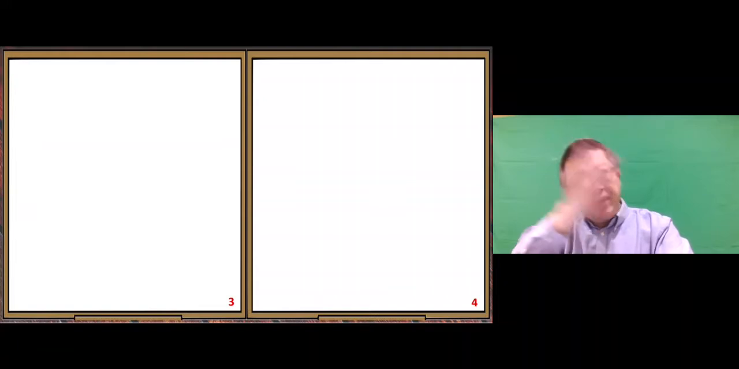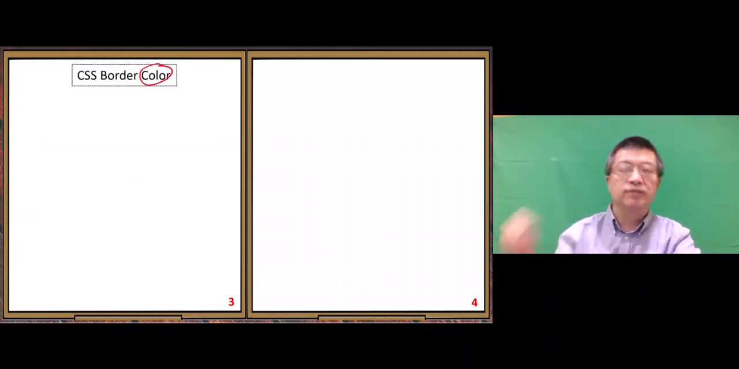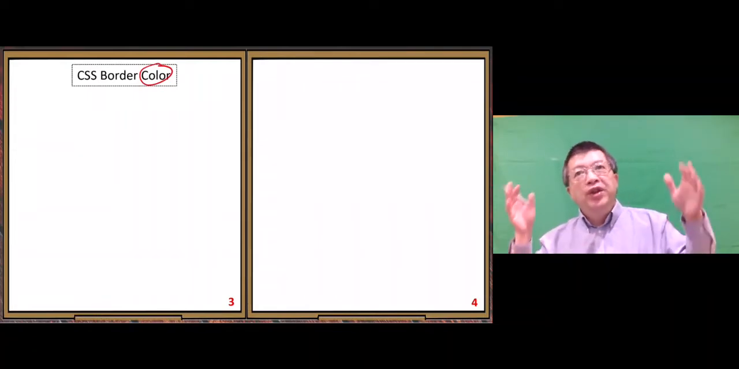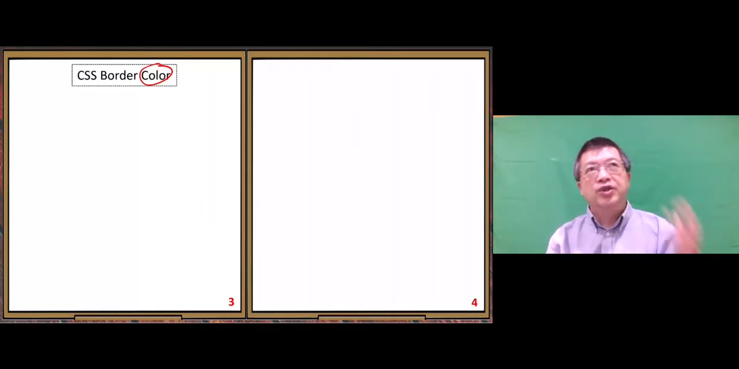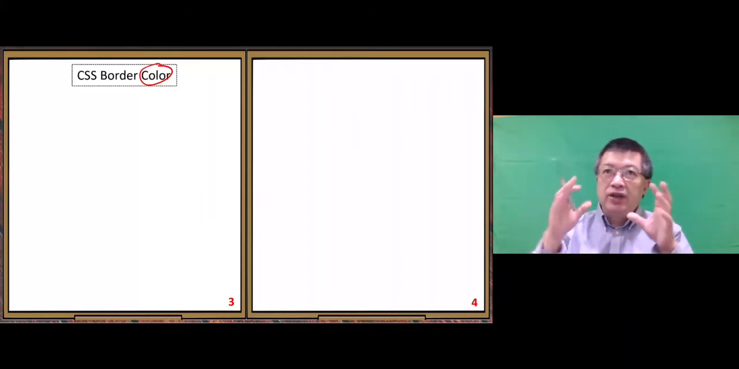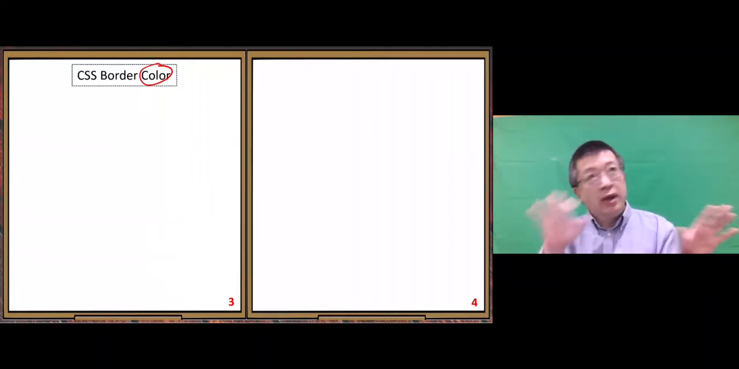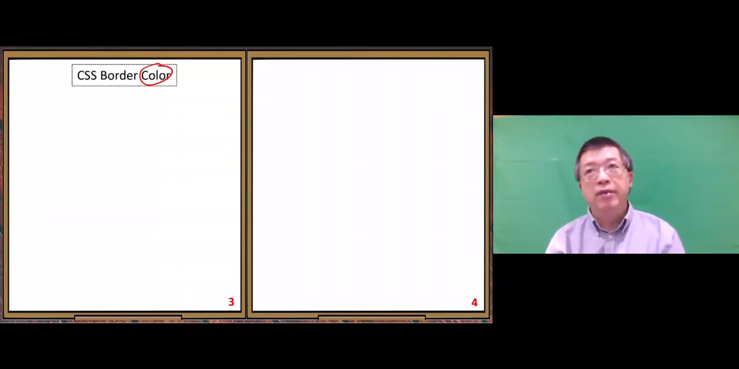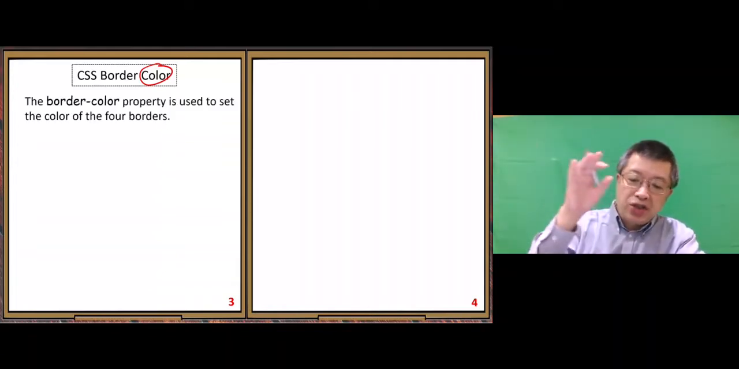we want to look at another important property for the border, the color property. Here, when we discuss the border color, we try to understand the structure of the color, the way to describe the color. Because later in many other places, we need to use color. So the idea is the same. All right. Border color property.